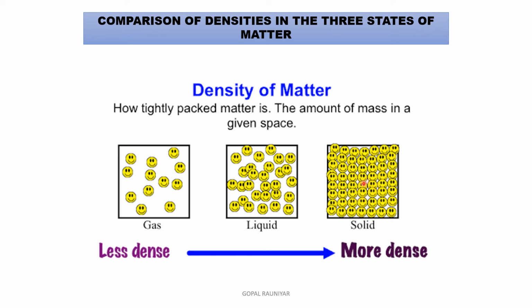So the density of solid will be greatest in the three states of matter, and in the case of gases the molecules are very far away from each other, meaning for the same volume gases have less mass, so its density is least. So it is an increasing order of density. Liquid has greater density than that of gas. Solid has the greatest density, more than that of liquid and gas.